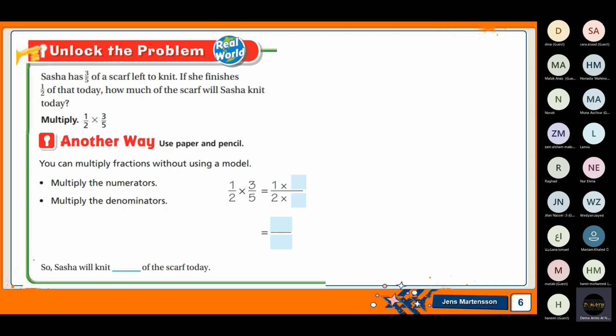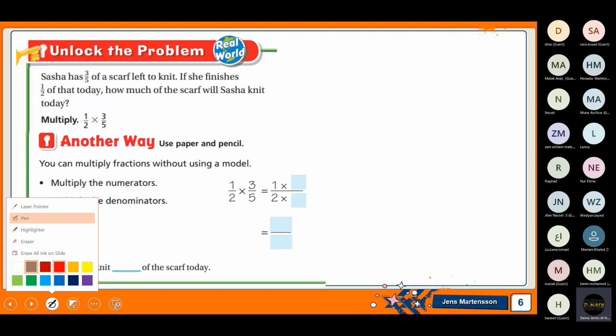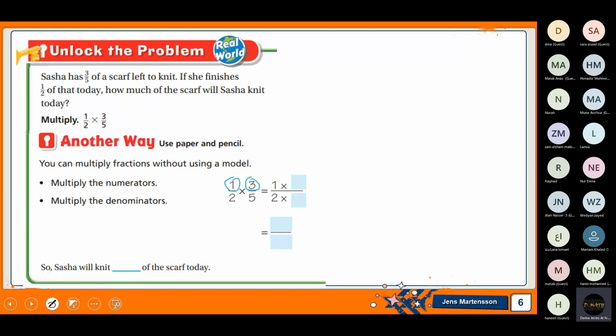Now, as I told you before, when you multiply two fractions, we must multiply the numerators and then the denominators. So where are the numerators here? 1 and 3, is it right? Yes. And then you have to multiply the denominators, which are 2 and 5. So I have to multiply the numerators, then the denominators. Now, 1 times 3 is 3. And 2 times 5? 10. So that means the product is 3/10. Is it clear? Okay.